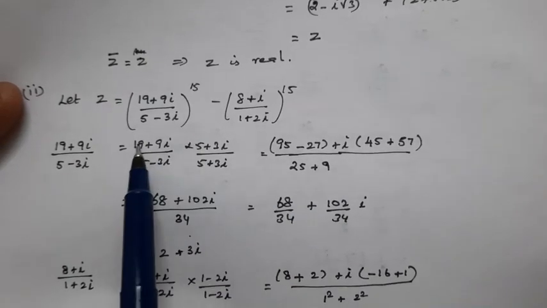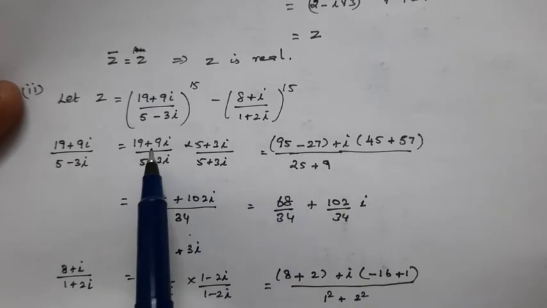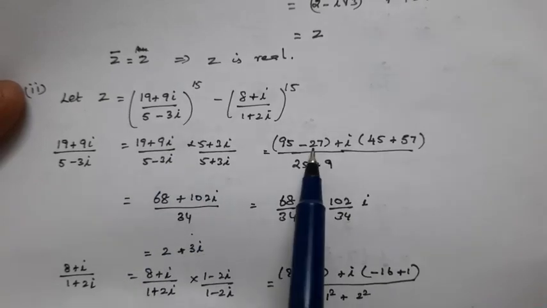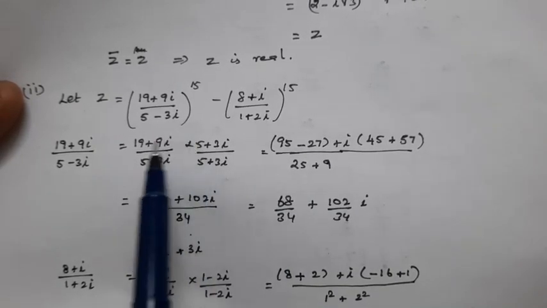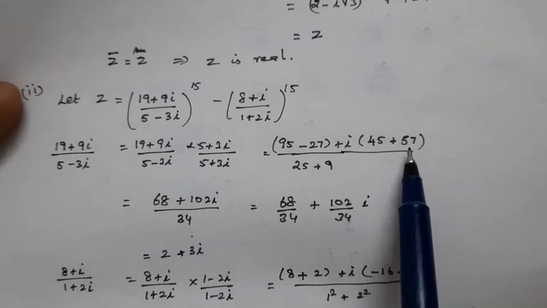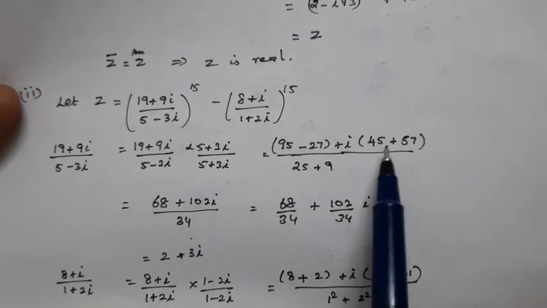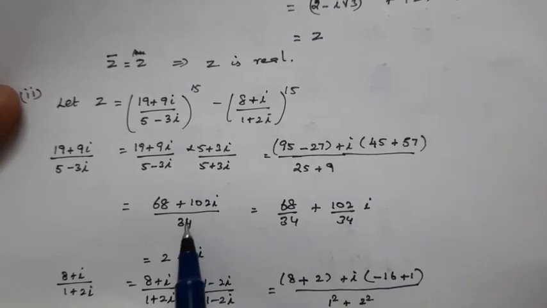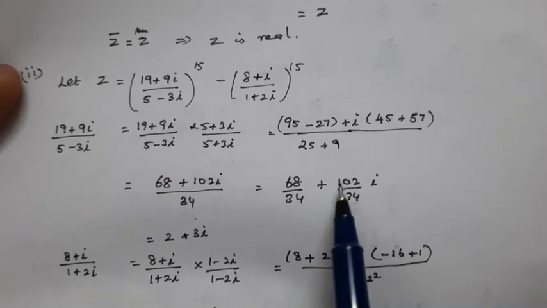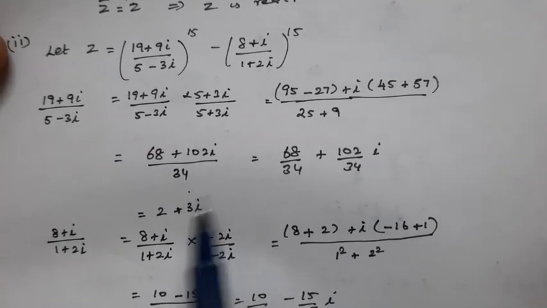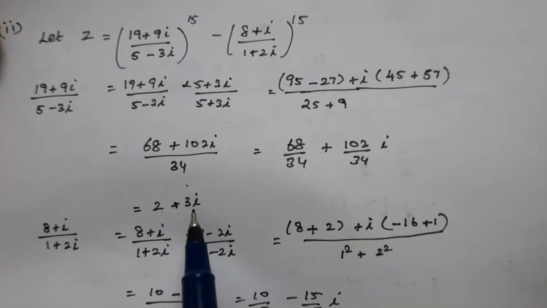Again multiplying real into real, 19 into 5, then minus imaginary, 9 into 3, 27, plus i into (9 into 5 plus 19 into 3), 57. So 68 plus the summation of these two is 102i, over 34. 68/34 plus 102/34 i. Under simplification it will become 2 + 3i.